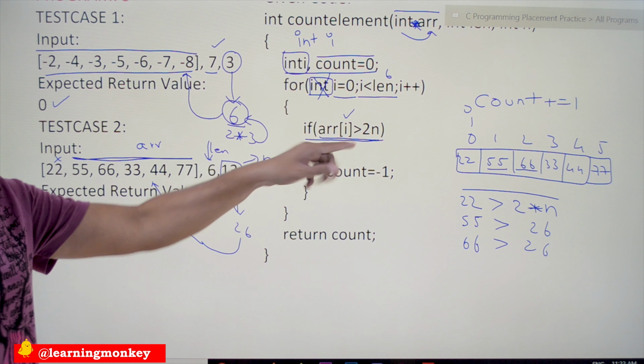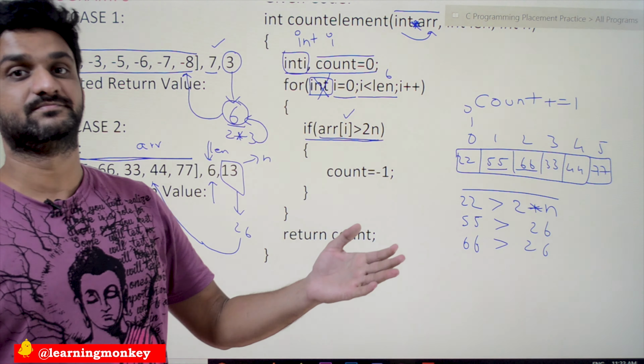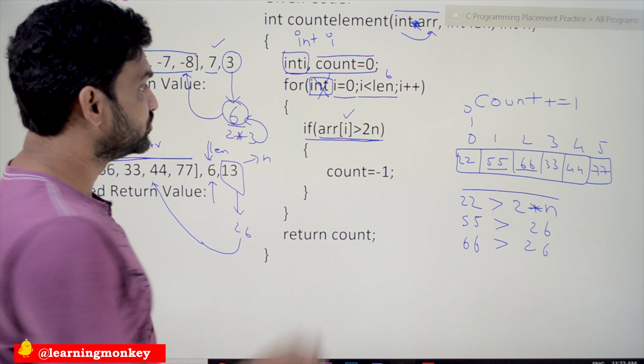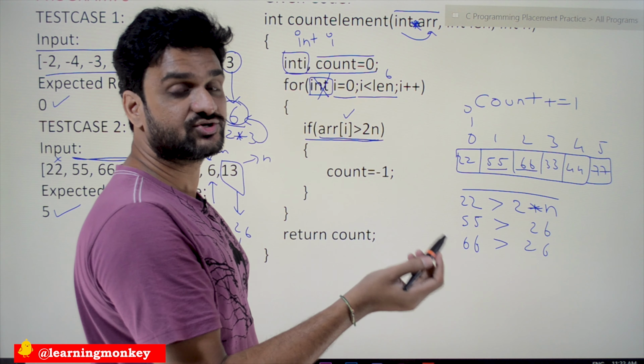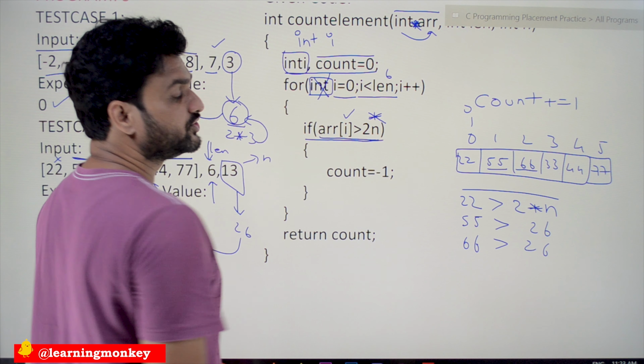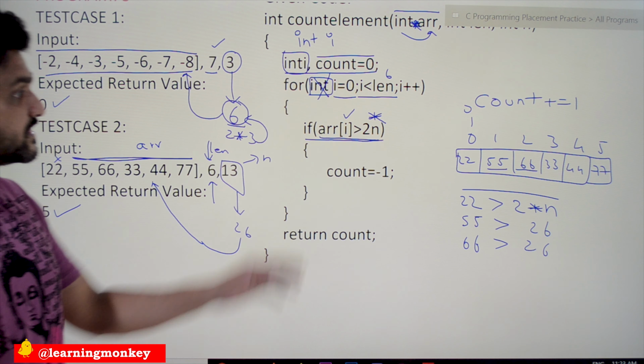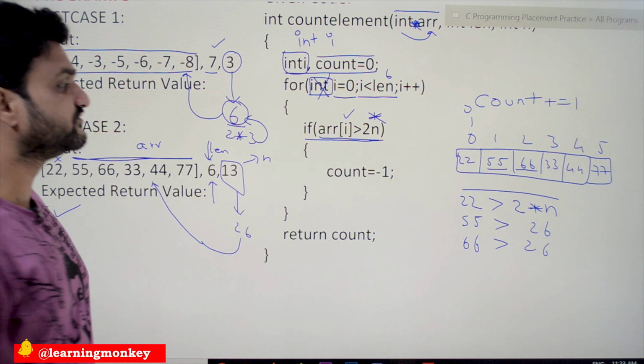It is 2n, it is not 2 into n. C will not work like the algebra problems that we solve on paper. We consider 2n as 2 into n in algebra while solving on paper, but the C compiler should be provided with a multiplication operator, 2 into n. Then only the multiplication will happen.